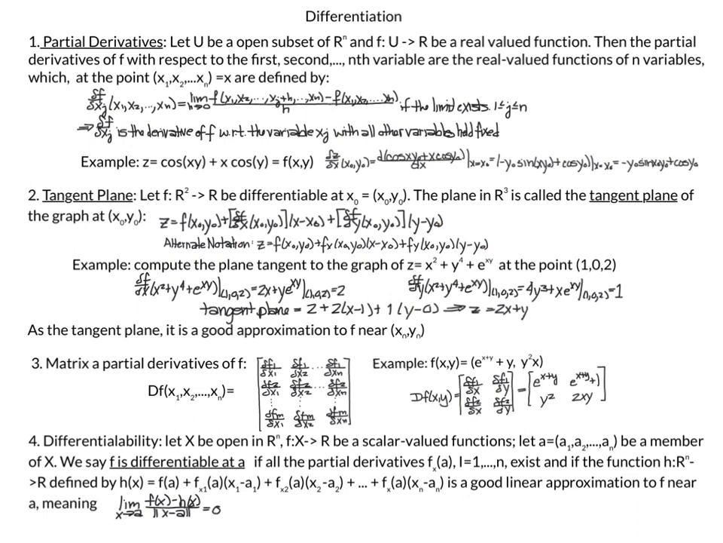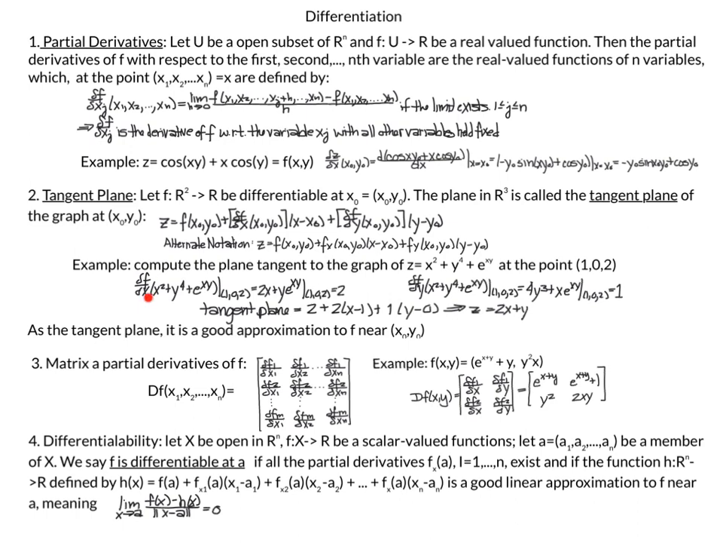And there's this alternative notation here. So the example is to compute the tangent plane to the graph of z equals x squared plus y to the fourth plus e to the xy at the point (1, 0, 2). In this formula, we can certainly plug in (1, 0, 2) to get f of x naught, y naught, but we also need the partial derivative with respect to x and the partial derivative with respect to y. So let's do that first.